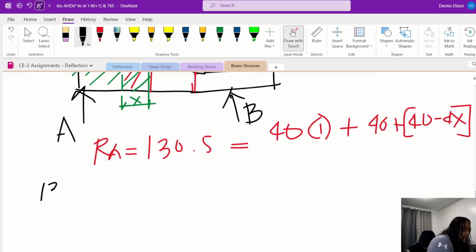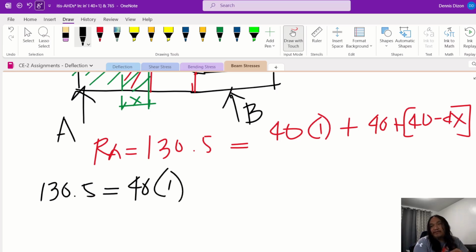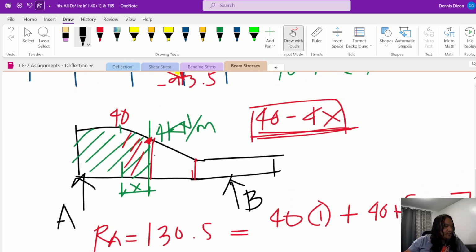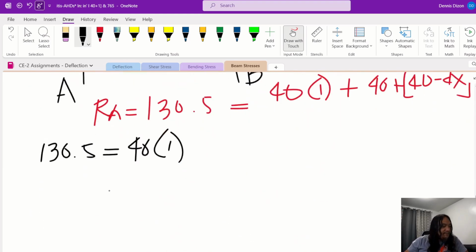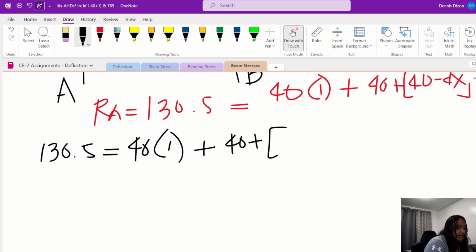So this is 130.5, equal to 40 times 1. We are summing up the forces vertically so that the total is 0, because at this point x the shear is 0 based on our shear diagram, right? I hope you can follow. So this is plus 40. This is the trapezoid now: 40 plus 40 minus 4x, and then our distance is x, and then 1/2 of that, right?